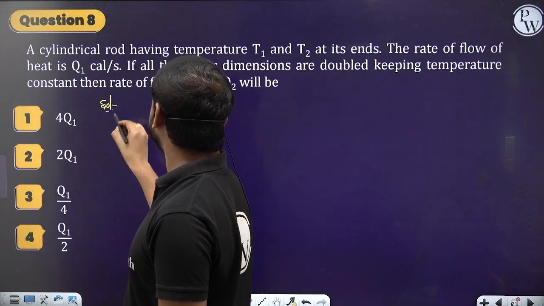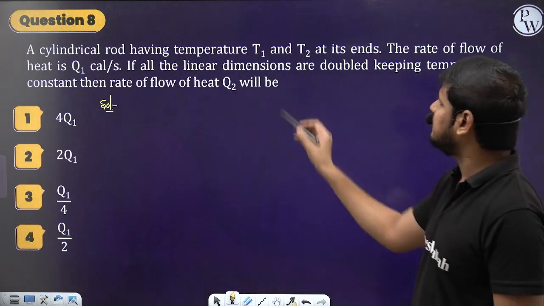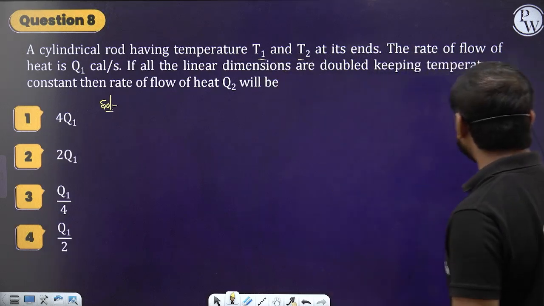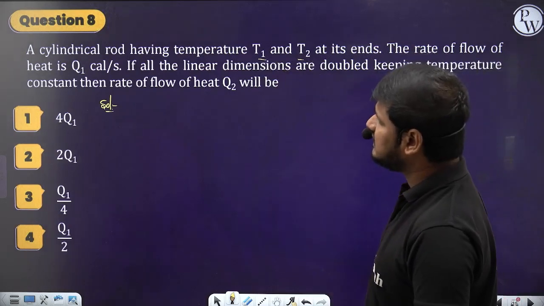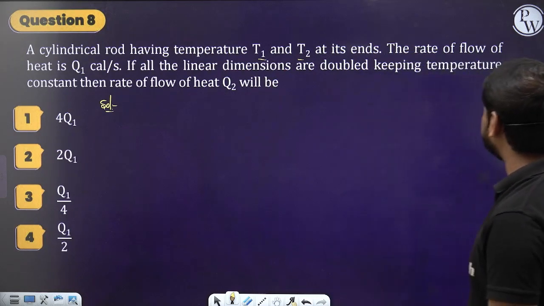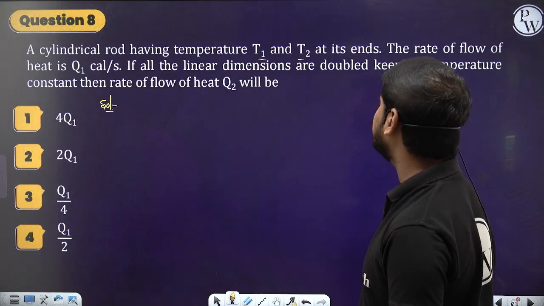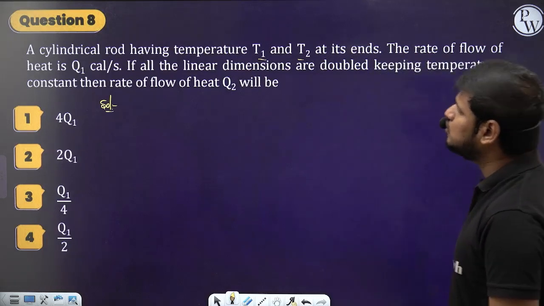So what does the question say here? A cylindrical rod having temperature T1 and T2 at its ends. The rate of flow of heat is Q1. If all linear dimensions are doubled, keeping temperature constant, then the rate of flow of heat Q2 will be, see here.